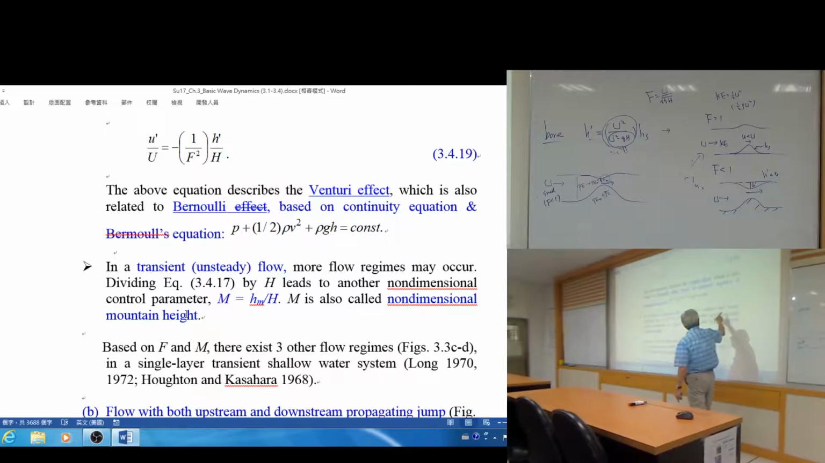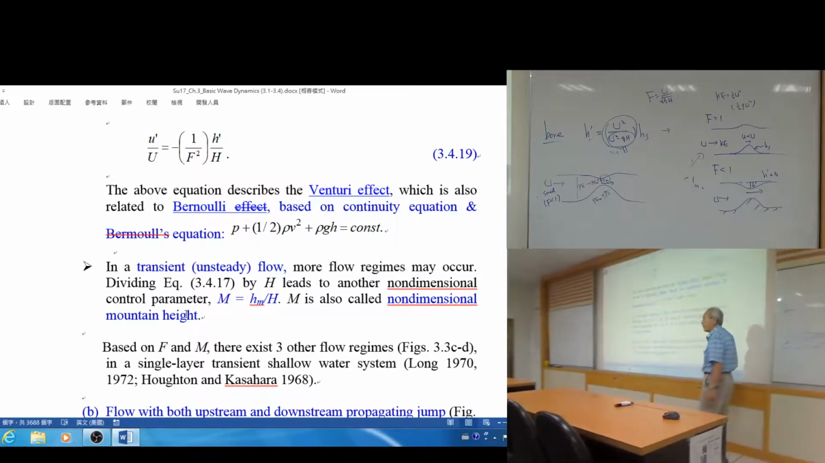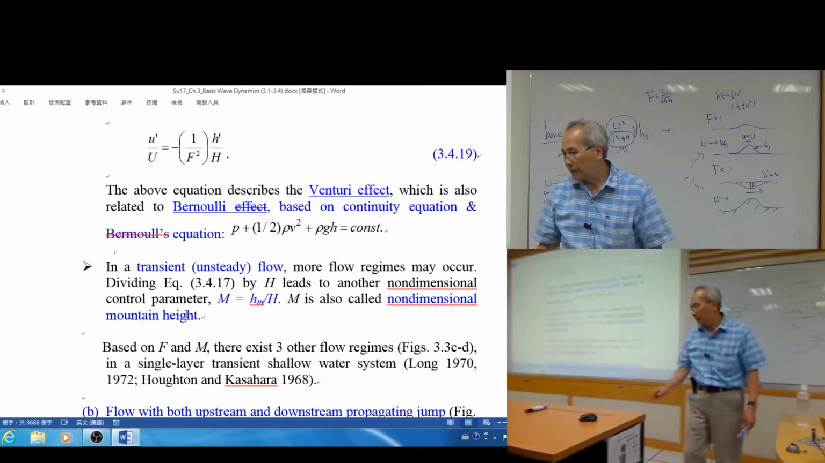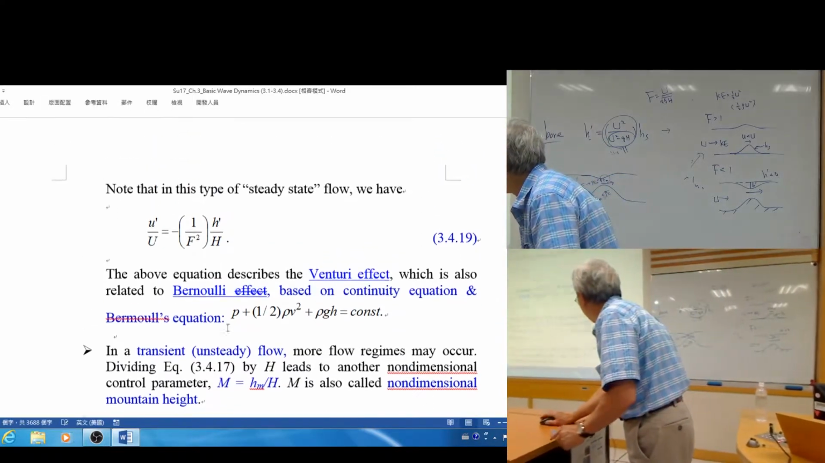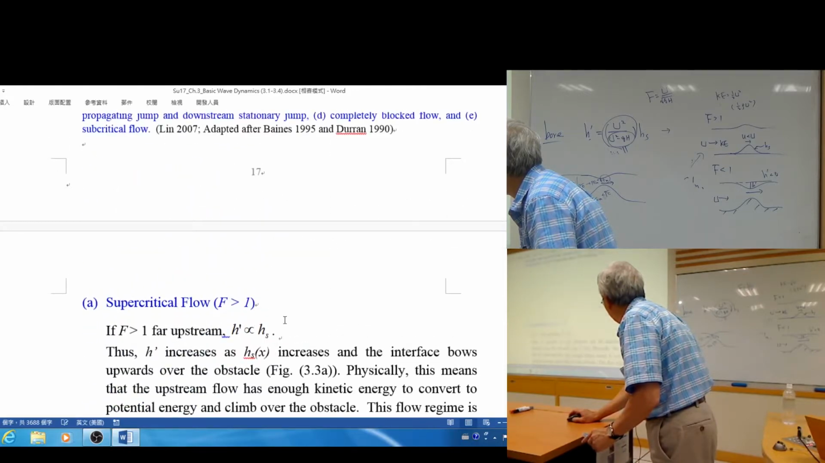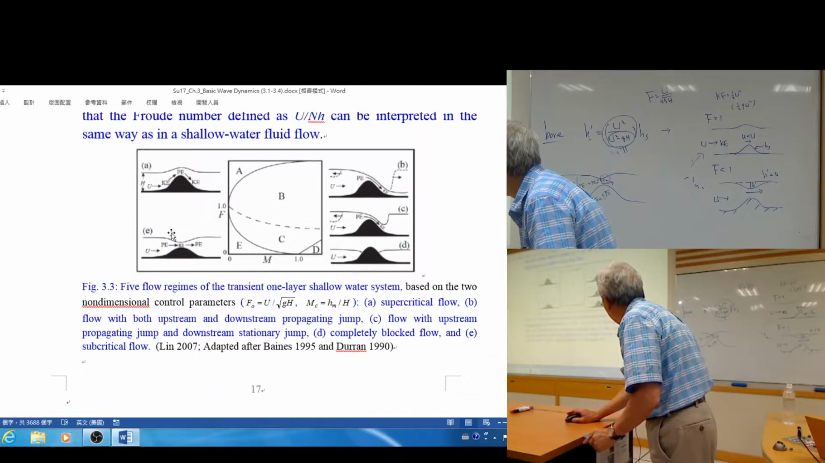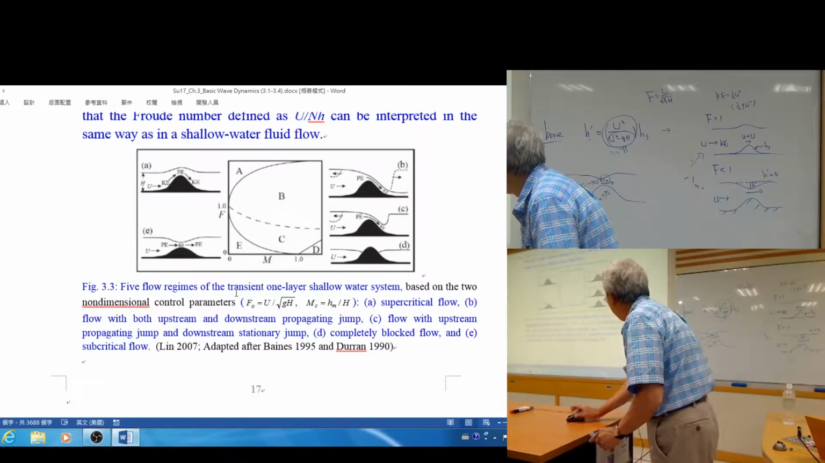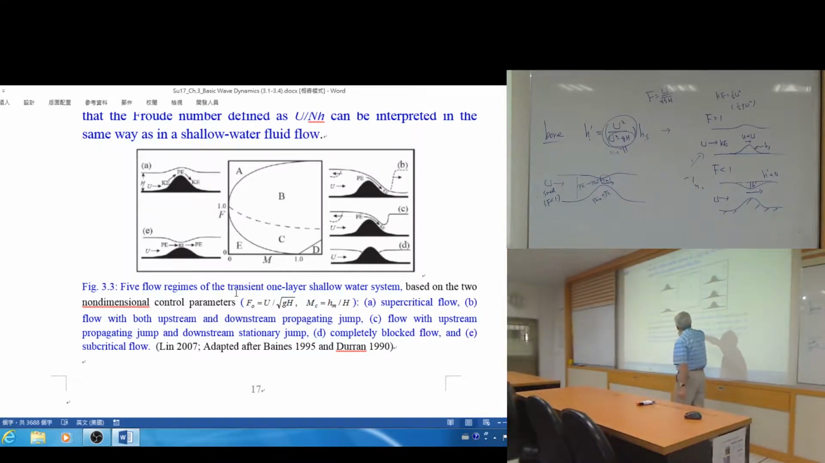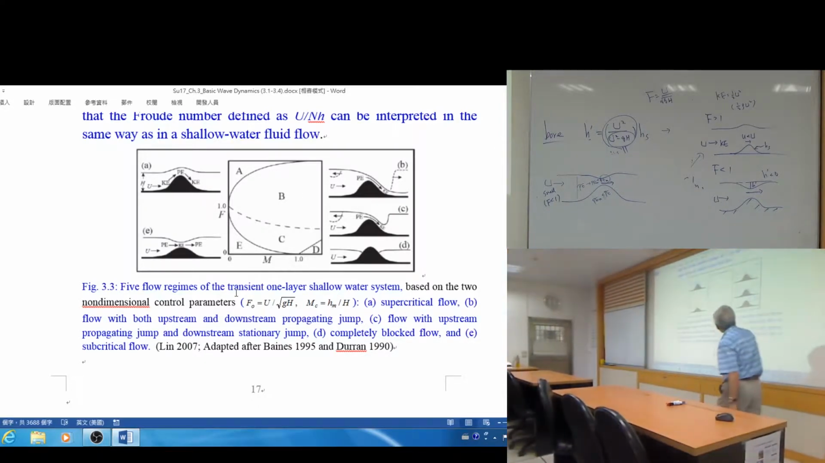Another one is the flow number. The flow number is U over the square root of gH. So here we have two non-dimensional parameters: one is the non-dimensional mountain height, and the other is the flow number. They govern different flow regimes.